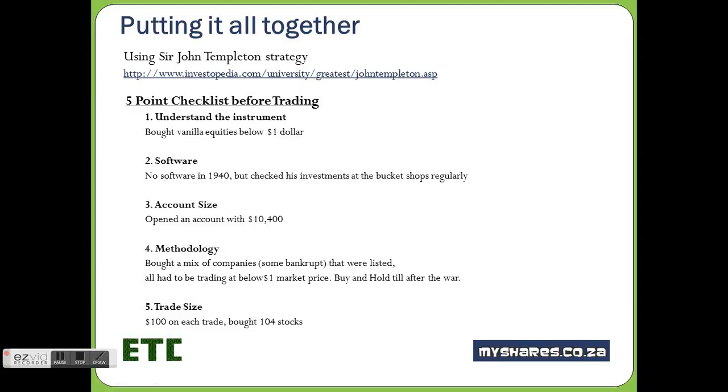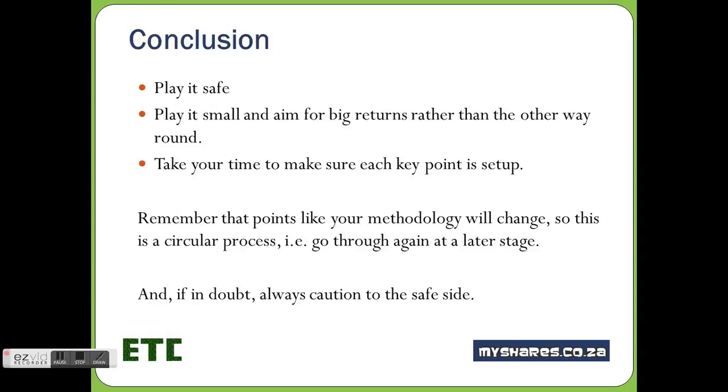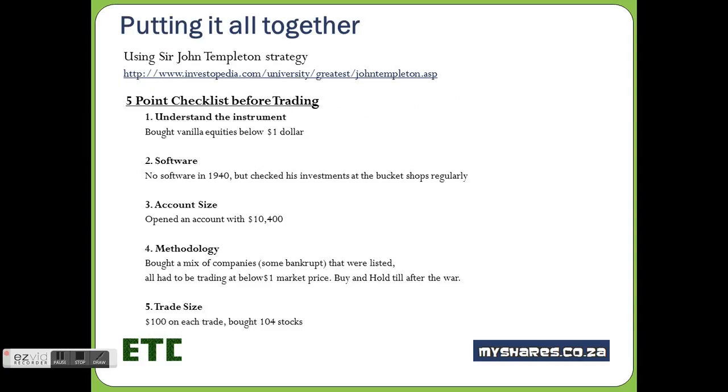So point number 1, understanding the instrument. He bought vanilla equities. Did he understand what vanilla equities were? Yes, he did. Point number 2, his software. Well, it really refers to his means of getting information. In 1940 there was obviously no electronic software, but he checked his investments at the bucket shops regularly. Point number 3, account size. He opened an account size with $10,000. He was happy with that amount, he took the risk.